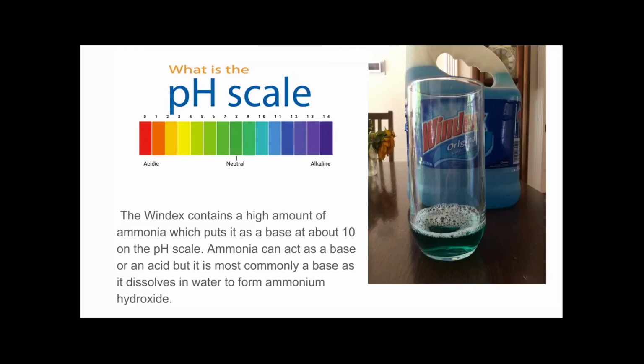The Windex contains a high amount of ammonia, which puts it as a base at about 10 on the pH scale. Ammonia can act as a base or an acid, but it is most commonly a base as it dissolves in water to form ammonium hydroxide.